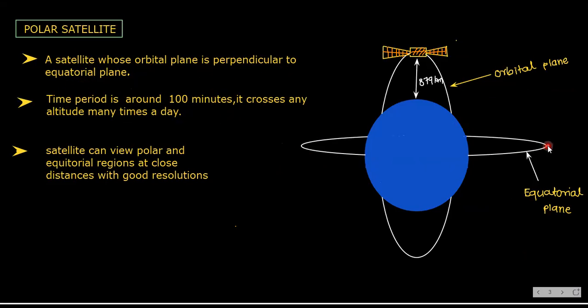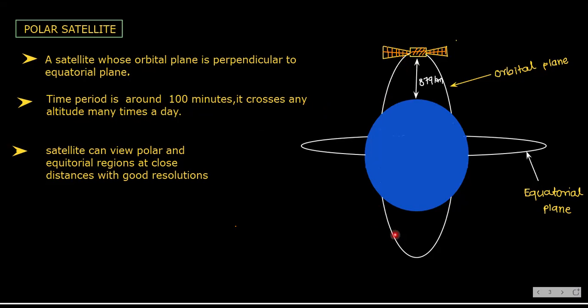So you can see here, I have shown you in the diagram. This is the equatorial plane, this is the orbital plane, and this is the satellite moving in this orbit like this. This is what a polar satellite is. Can you see? And its time period is around 100 minutes. It crosses any altitude many times a day.